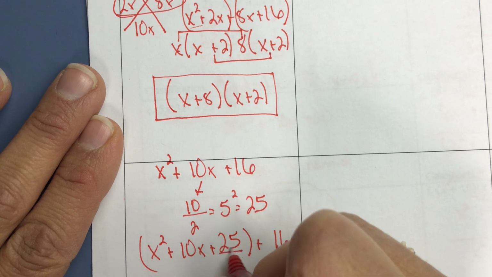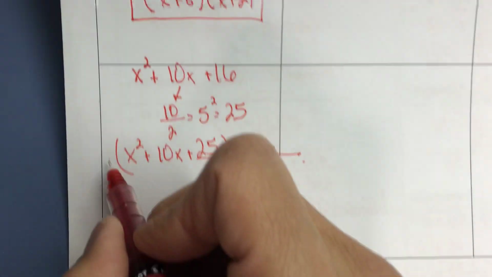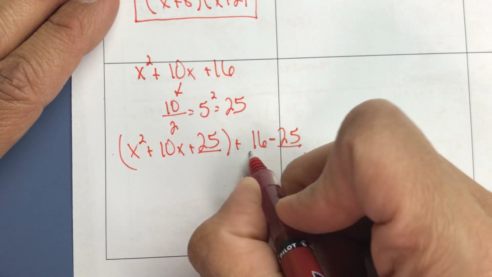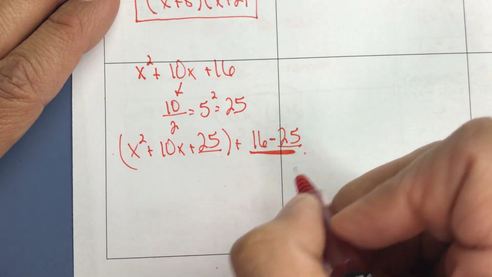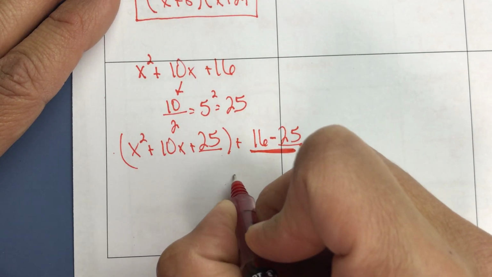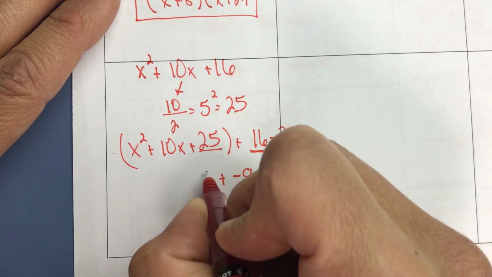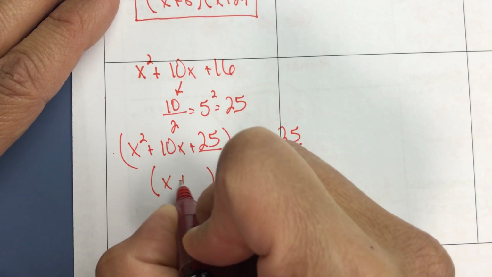So I'm going to add 25 here because it really is just 25. There's not a number hanging out here, so I'm going to take away 25. And then when I focus here, 16, take away 25 is -9. And then in my parentheses squared will be the x plus 5.